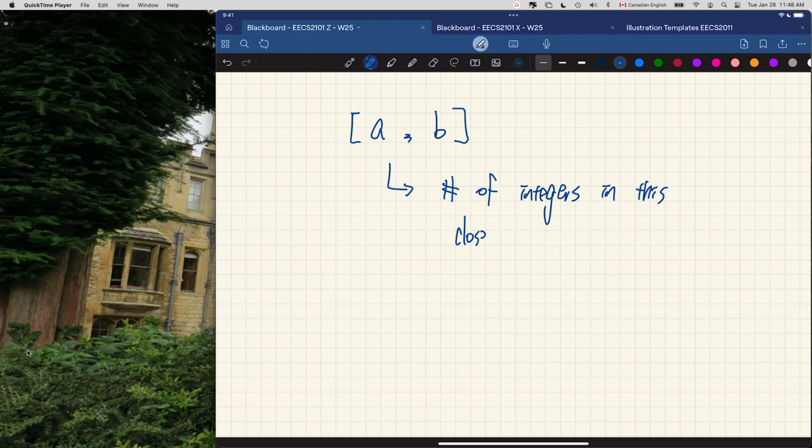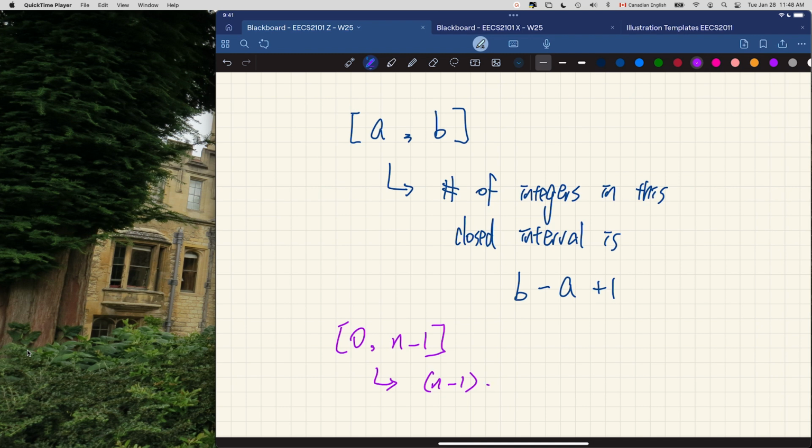The number of integers, let's say, normally we just consider integers, in this closed interval, this will be very handy, is B minus A plus 1. For example, if I got, let's say, 0 to n minus 1, what would that be? Basically, n minus 1 minus 0 plus 1. That will give me n. Right? If you want some concrete value, for example, I want to go from 2 to 99. How many numbers are there? It would be 99 minus 2 plus 1.